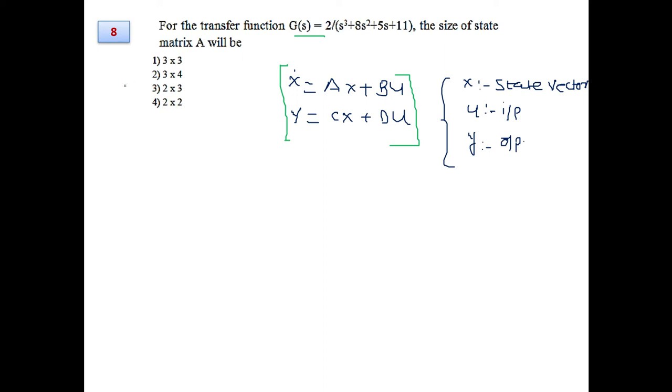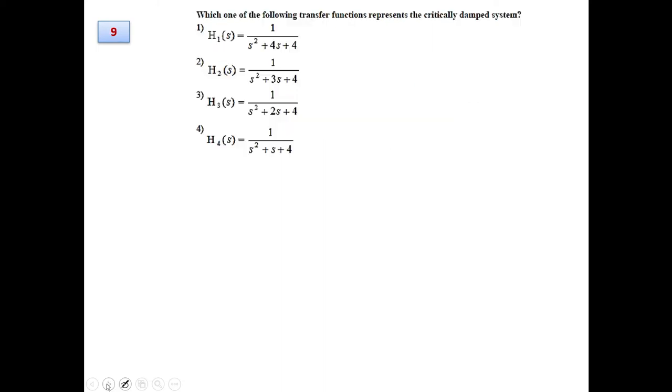So the answer of question number 8 will be a square matrix of 3 by 3, because this is having order 3 for G(s)H(s).